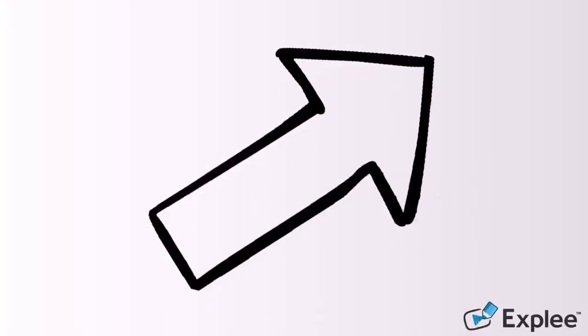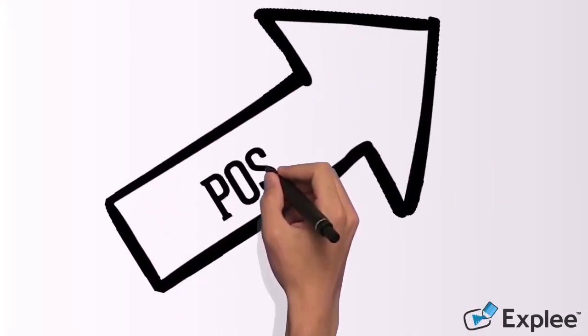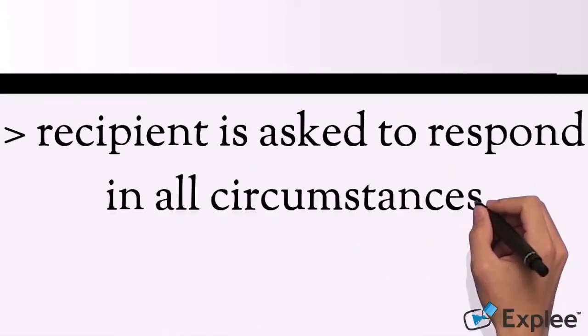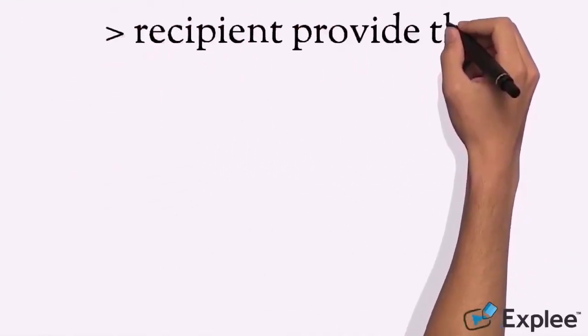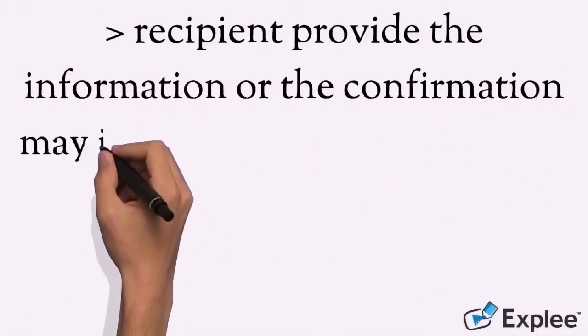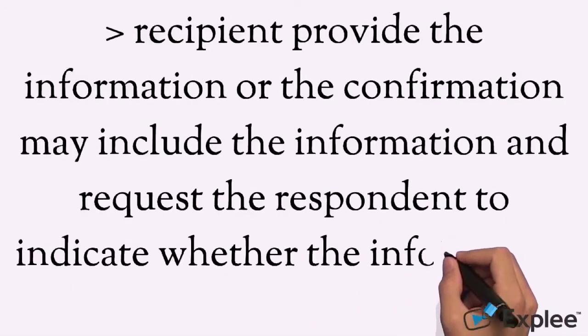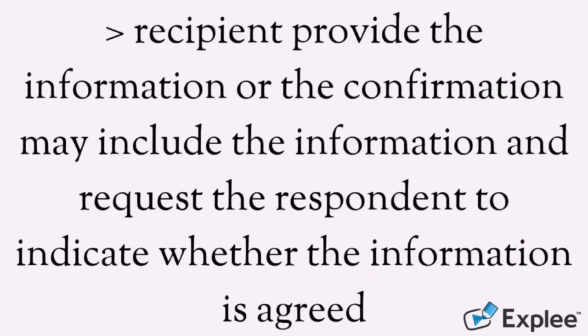Types of confirmation requests. Positive. Recipient is asked to respond in all circumstances. Recipient provides the information, or the confirmation may include the information and request the respondent to indicate whether the information is agreed.